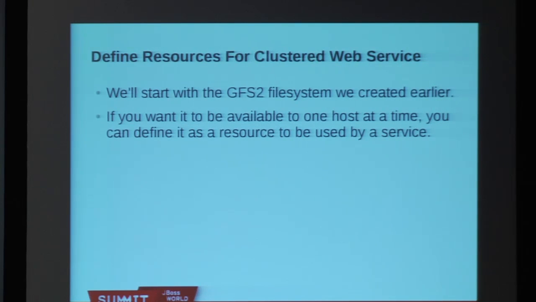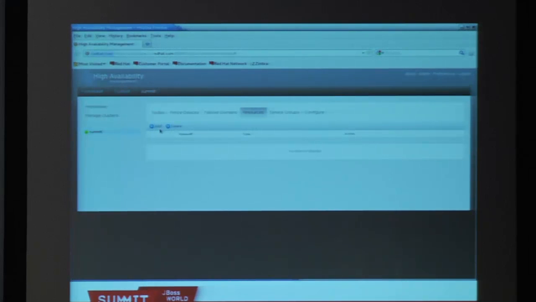So, let's talk about resources that we're going to make available for a clustered service. First, we'll start with the GFS2 file system. Remember what I said earlier. It can either be in /etc/fstab or be defined as a resource. Don't do both. That would be a bad thing. I think you confuse the cluster at that point. If you want it to be available on one host, you can define it as a resource to be used by a service. And the way that we do that is, and you notice we're just kind of going to the right across this. It's almost wizard-like in that you start on tab 1, then tab 2, then tab 3, then tab 4.